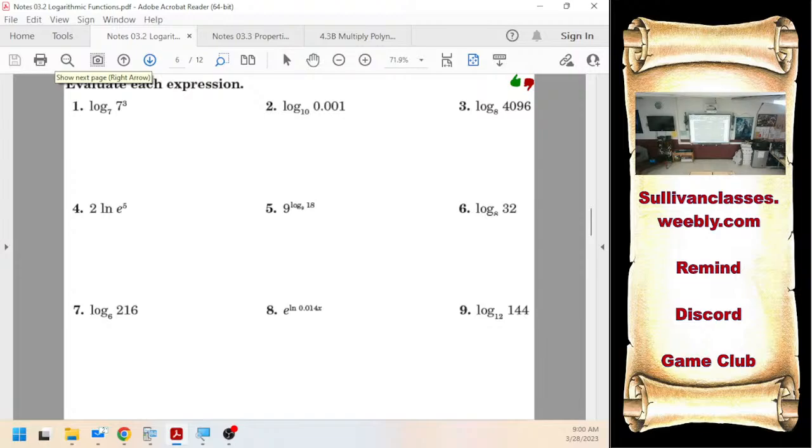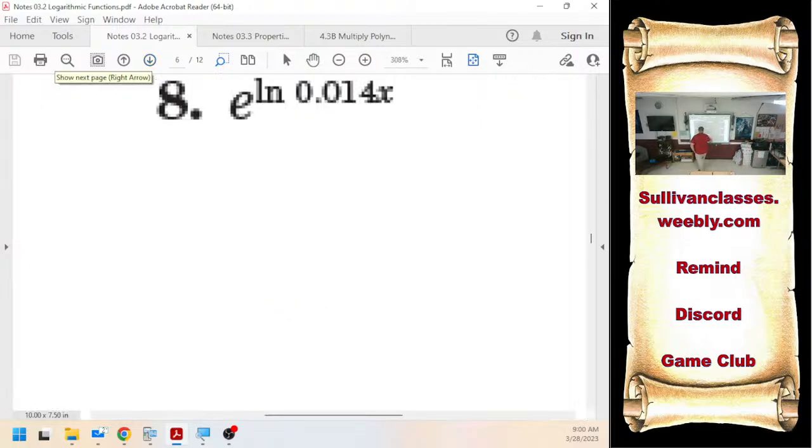Number 8. Okay. Don't overthink it. It's still a base e, right? So e to some power makes this expression. Take e to that power. I'm going to get that expression. Okay? Yeah. Remember, answers can have variables in them.